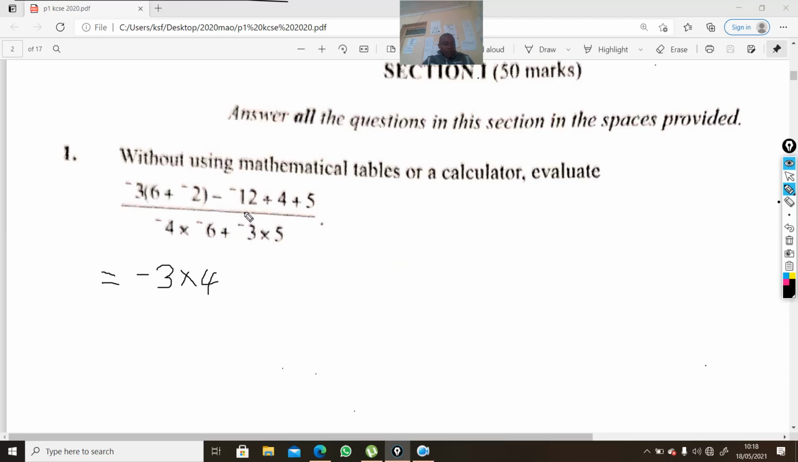Then we have this negative division. So we have negative 12 divided by 4. It is minus negative 12 divided by 4, which is negative 3. So it's minus minus 3, then plus 5.